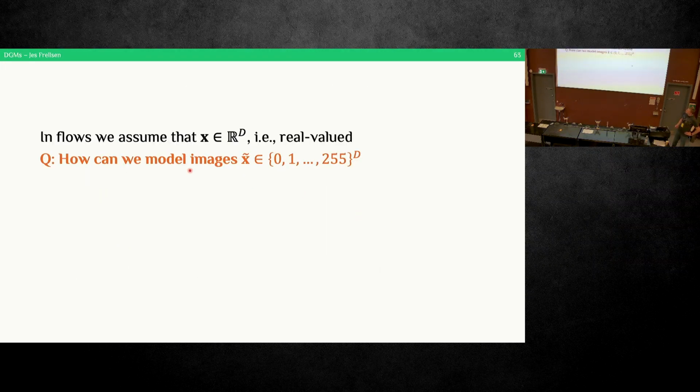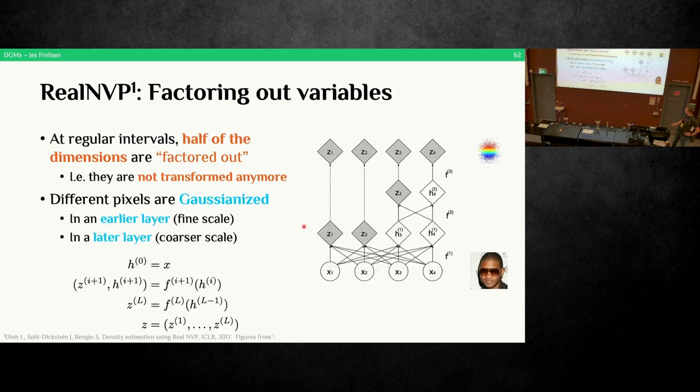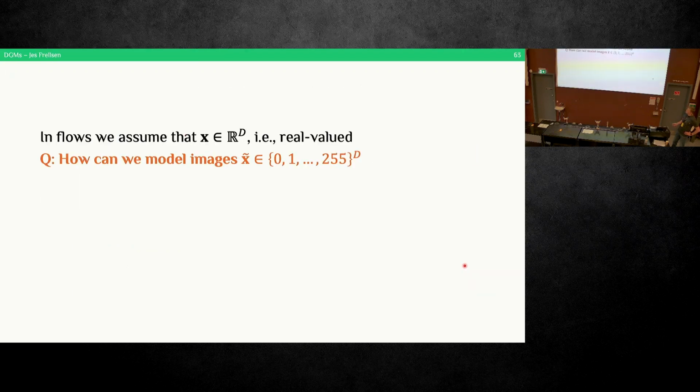So in a flow like this, we assume that we have a Gaussian base distribution, and then we have images as the output distribution, so we assume that x is a real-valued vector. But we know that for images we have pixel values, and they can only take discrete values. So how can we then model an image where each pixel only takes discrete values? Any suggestions? How can we go about this?